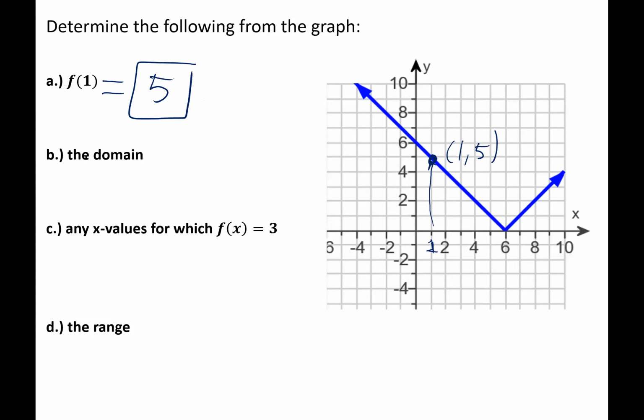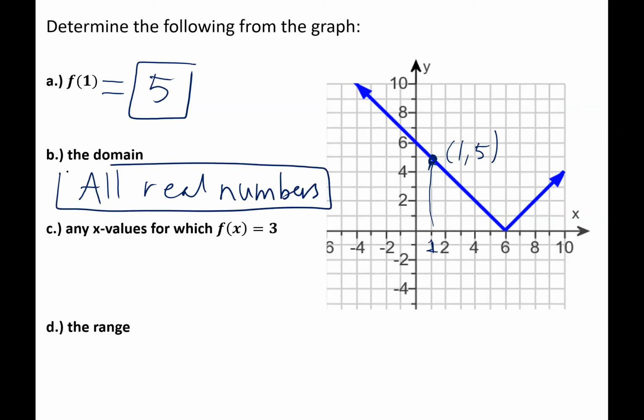Next, the domain. Just like last time, this graph gets wider in both directions. It goes on forever to the right and it goes on forever to the left. So again, we get to say all real numbers. I'm going to go in order for this question, so I'm going to save the range for last. Let's go to part C.